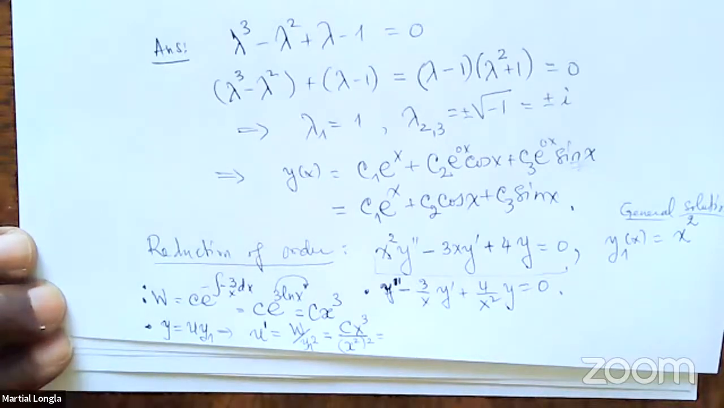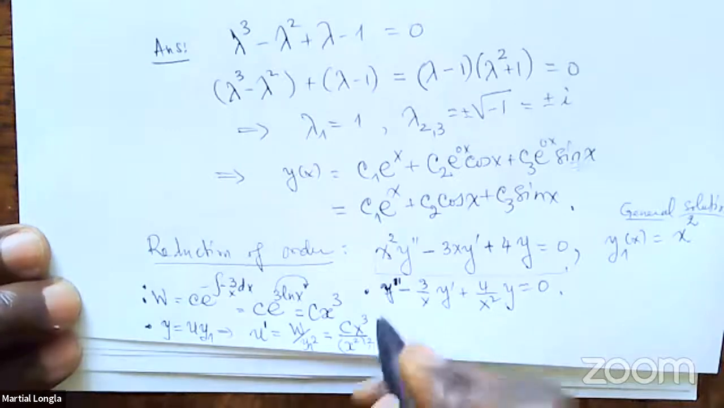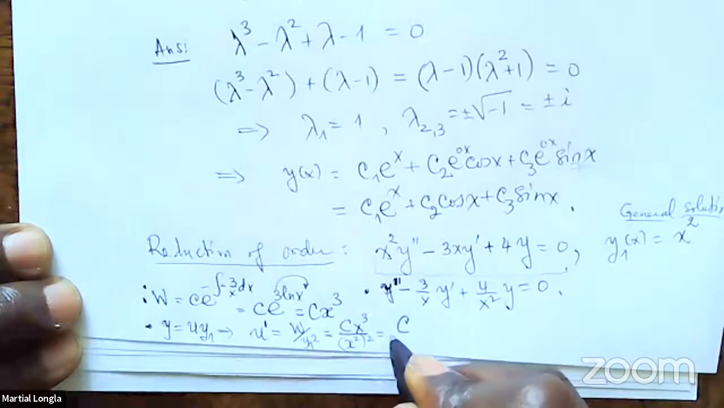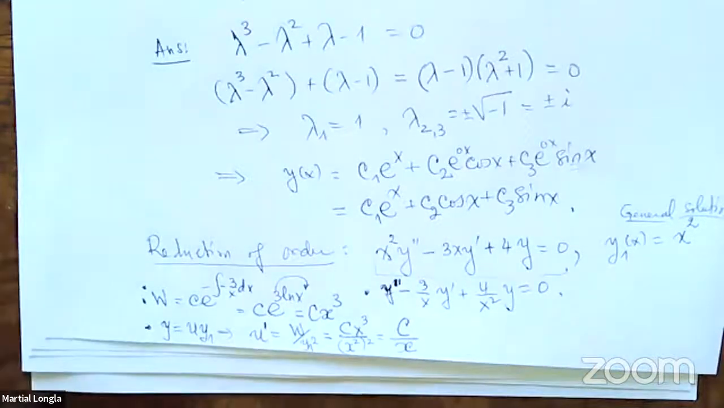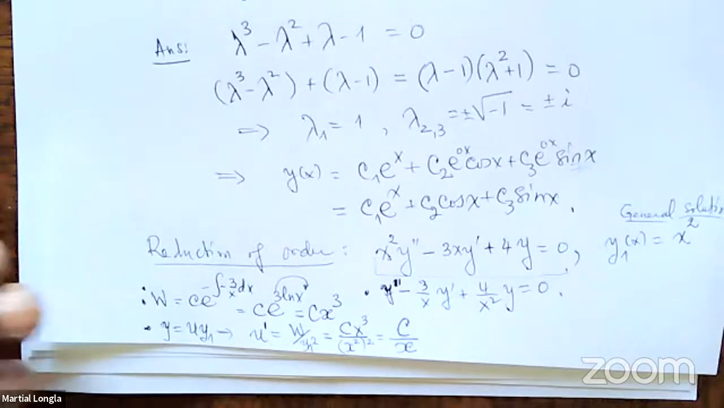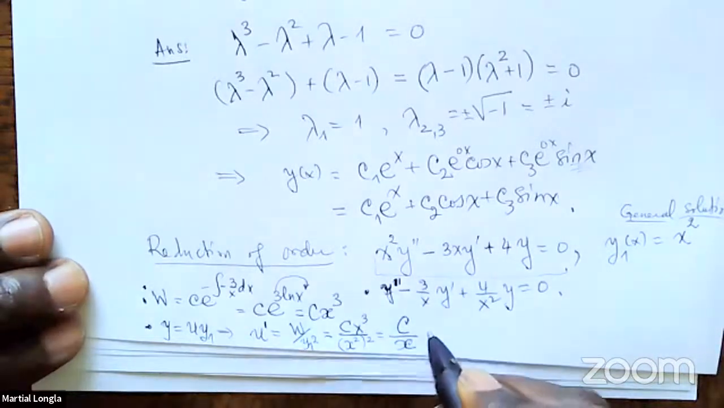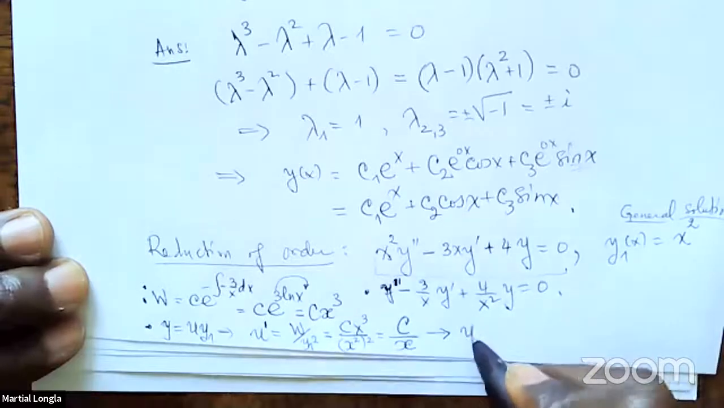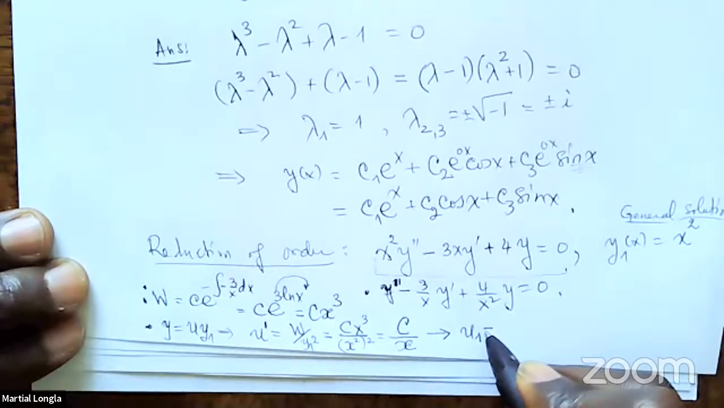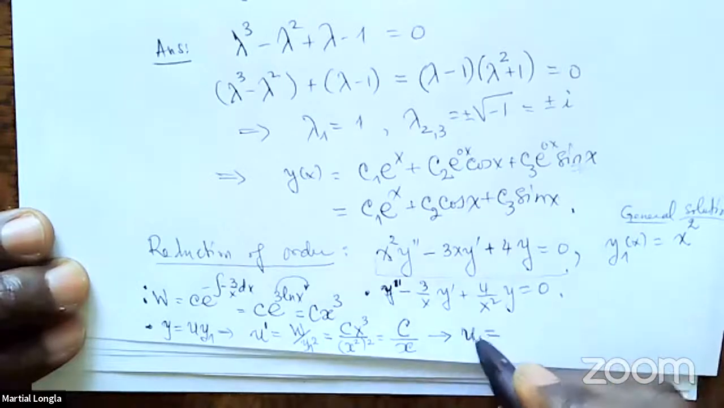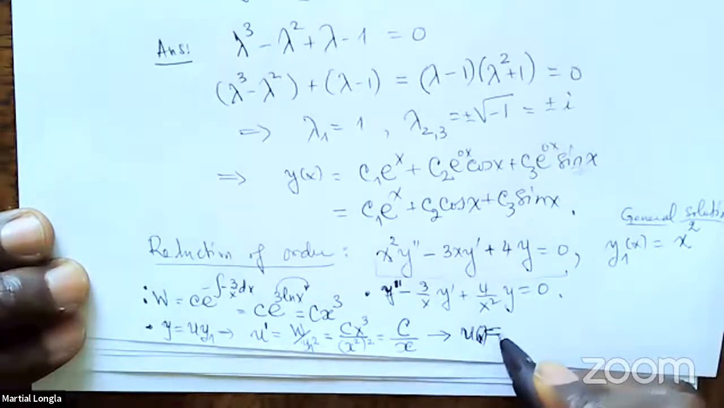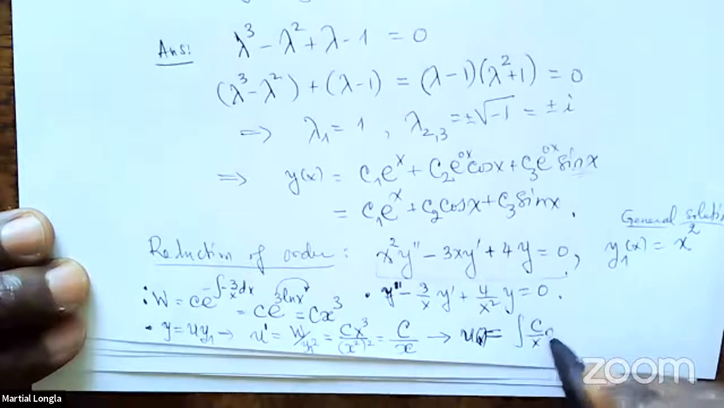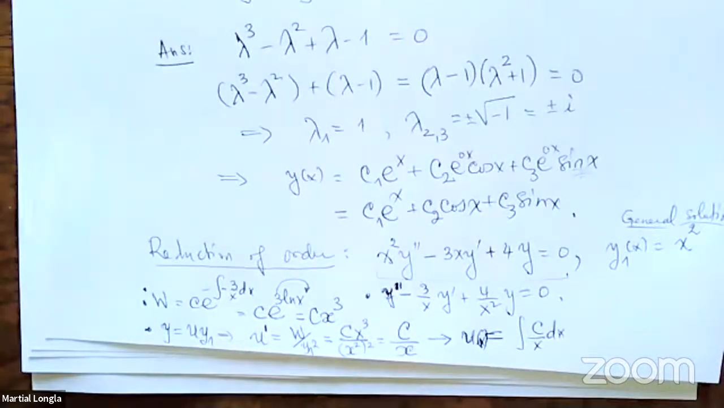So you're going to get c natural log x plus c1. That'll be c over x, right? Right. Good. And from that, you're gonna get u of x equals integral of c over x dx. I'm having a bad feeling about this answer. I don't know why.